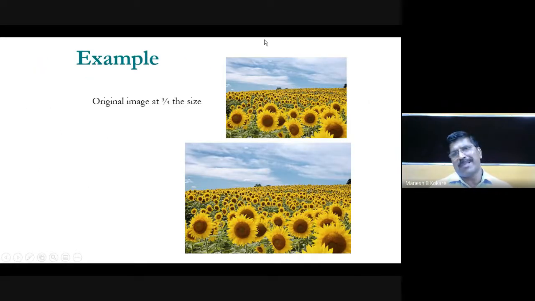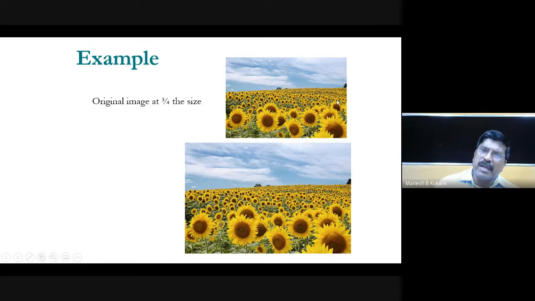For example, this is the image of the well-known sunflowers. All those sunflowers are the same size, but the sunflowers which are very close look bigger, whereas the sunflowers at the far end look like small sunflowers. But in actual fact they are the same. Why? Because the scale is changed, the distance from the viewing person is changed.